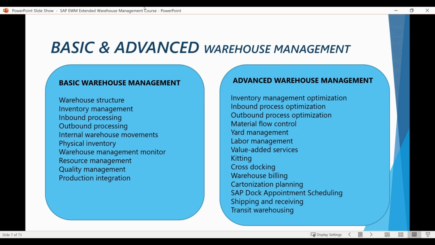Next, we need to talk about basic and extended warehouse management. Here you can see how the different functionalities of EWM are divided into basic and advanced functionalities. Basic warehouse management covers all the basic warehouse management functionalities needed by a non-complex warehouse. All of its features are part of the standard S/4HANA, and your company does not need any additional licenses from SAP to use these basic functionalities.